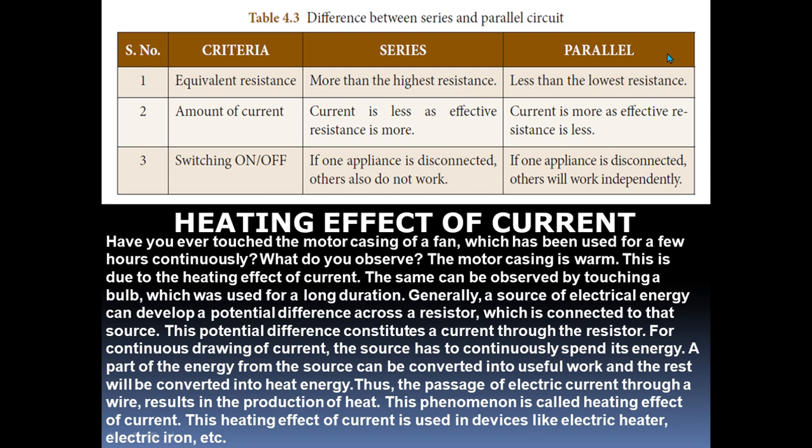For the parallel segment of a circuit, the equivalent resistance is less than the lowest resistance. Once again, repeat: the equivalent resistance for the series is more than the highest resistance. For parallel, it is less than the lowest resistance. Then the second point, the criteria, is the amount of current.